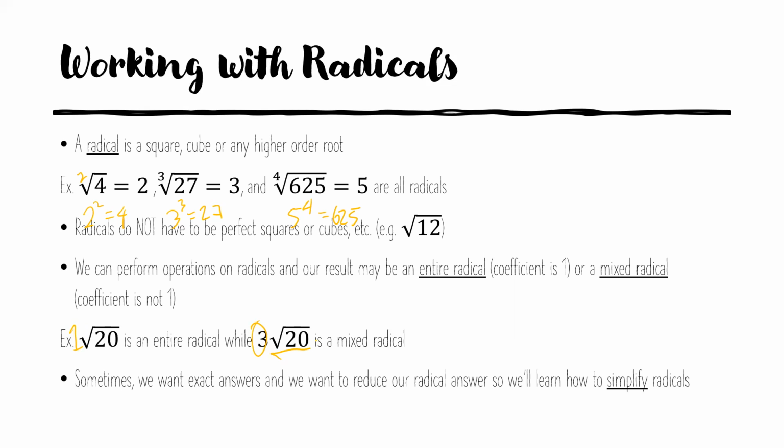Sometimes we want exact answers, and we want to be able to reduce our radical answer. We could grab a calculator and find the decimal answer, but sometimes we want to give the answer more precisely. So we want to write our answer as a mixed radical, which means we will have a whole number and a square root next to each other, and they're multiplied. It's just assumed, kind of like a variable. If I write 3x, it's assumed that you're taking 3 times x. Well, it's the same thing. 3 square root of 20 is assumed to be 3 times the square root of 20, right? But a lot of times we just want to leave it as a radical so that we get a more precise answer.